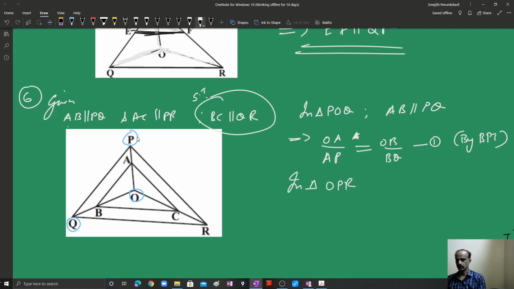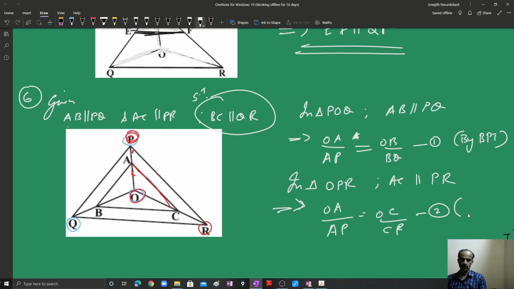Now next, in triangle OPR, AC is parallel to PR, that is given in the question. This implies, again, OA in this triangle, I am marking the triangle, this is the triangle POR, and in this triangle AC is parallel to this. Therefore, this part by this part is equal to this. OA by AP is equal to OC by CR, relation number 2. What is the reason? By BPT.